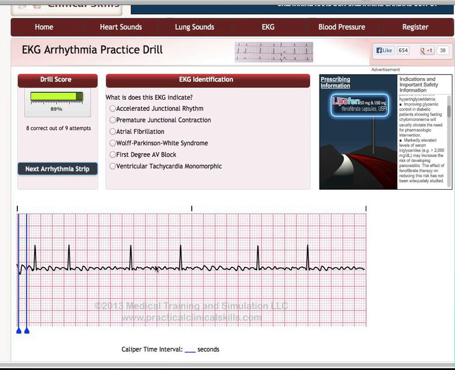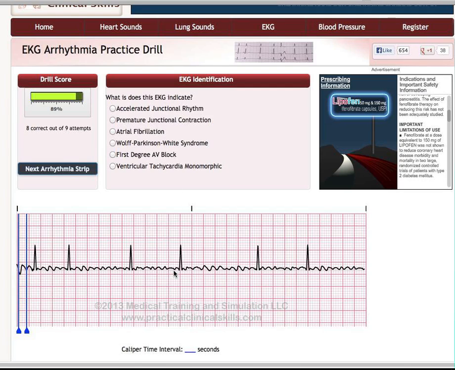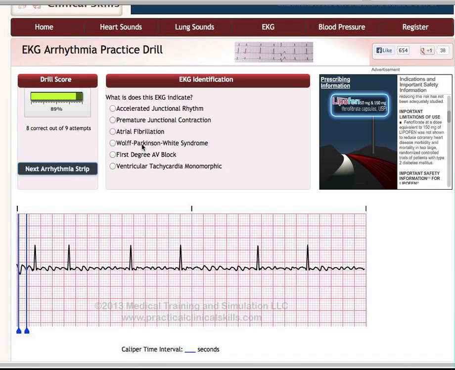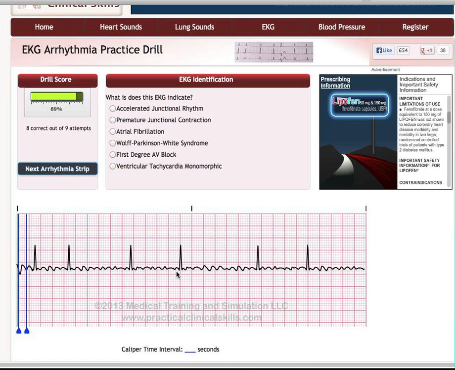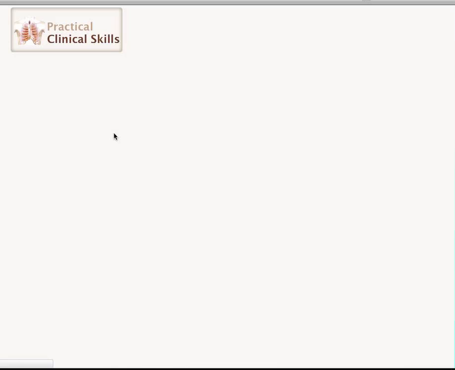Yep, so that's right. So let's look over here and see what's going on. Is this a tachycardia? Nope. We can get rid of that. This is a slow, irregular rhythm. First degree AV block? Nope. We don't have a regular P wave to QRS complex. WPW? No, we don't really have any delta waves here. Is this a premature junctional contraction? No. Accelerated junctional rhythm? Well, it's not from the junction. This is actually atrial fibrillation. If you ever hear irregularly irregular, think atrial fibrillation.